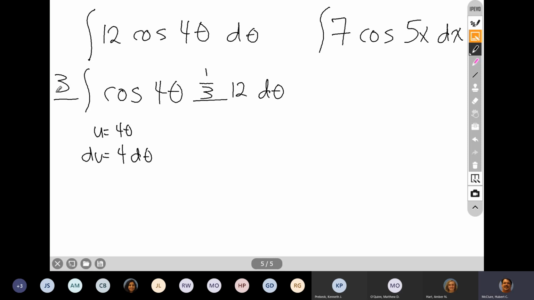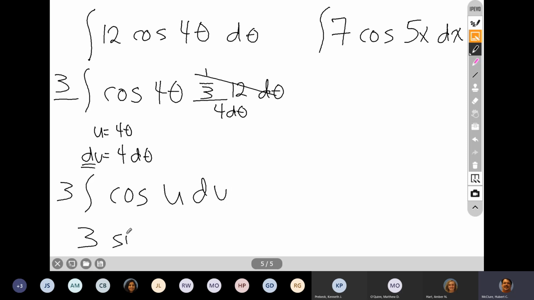And if I do that, I get 3 antiderivative cosine u, and this goes to 4 d theta, which is du. So that's going to be the antiderivative of the cosine is the sine. So that's going to be 3 sine of 4 theta plus c.